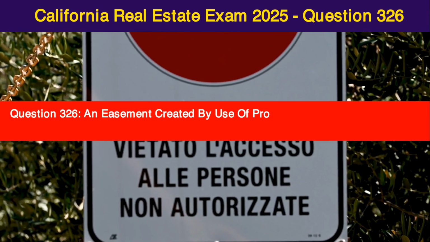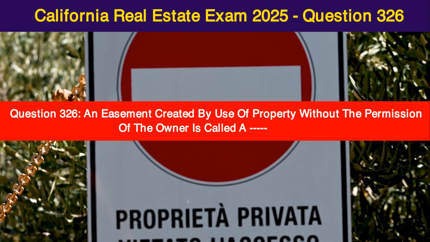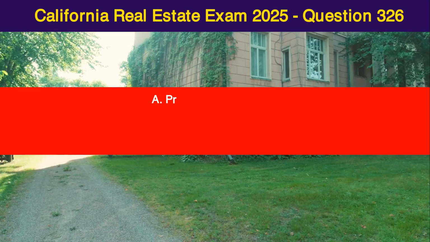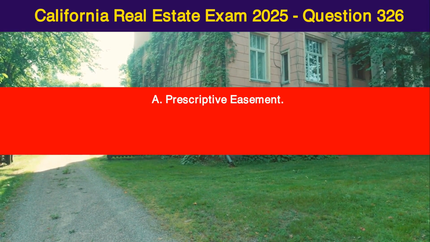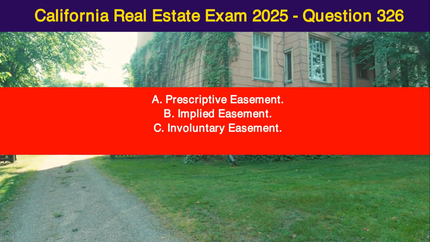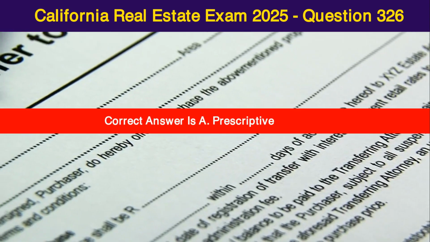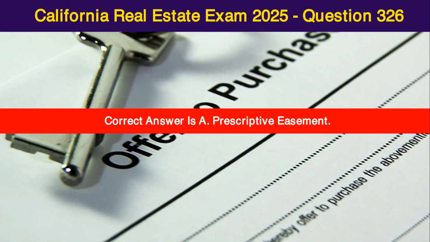Question 326. An easement created by use of property without the permission of the owner is called A. Prescriptive easement, B. Implied easement, C. Involuntary easement, D. Statutory easement. Correct answer is a prescriptive easement.